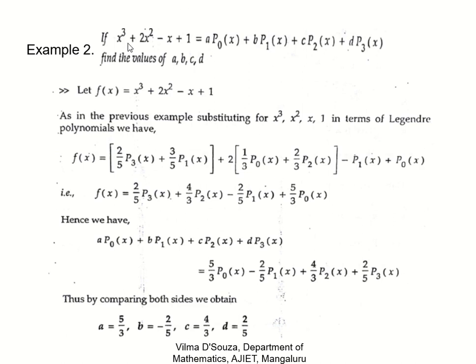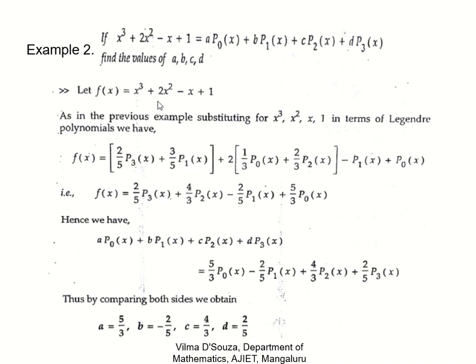If x cube plus 2x square minus x plus 1 is equal to a into P0 of x plus b into P1 of x plus c into P2 of x plus d into P3 of x, then find the values of a, b, c, d. This is also a similar problem. You have to express this in terms of P0, P1, P2, P3. Then whatever the coefficient of P0 you get, that is your a. Coefficient of P1 is b. Coefficient of P2 is your c. Coefficient of P3 is your d.